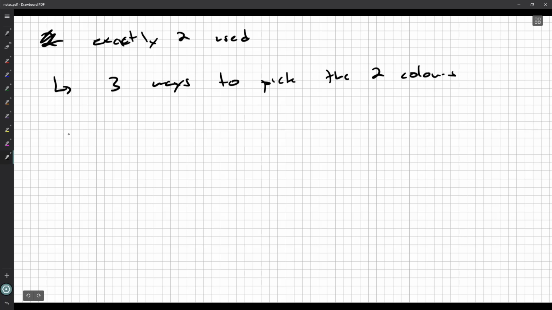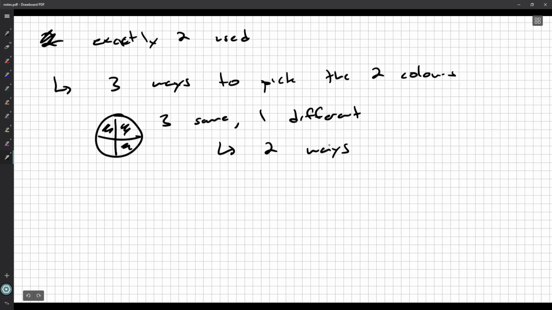Okay. And now I'm getting even more cases. So three the same and one different. And so for that, there's two ways to do that. There's two ways to use 3.